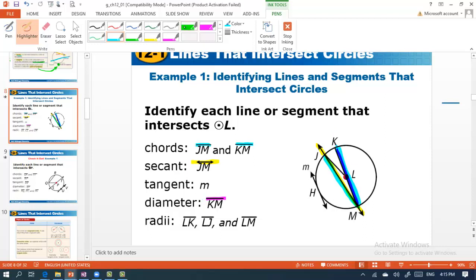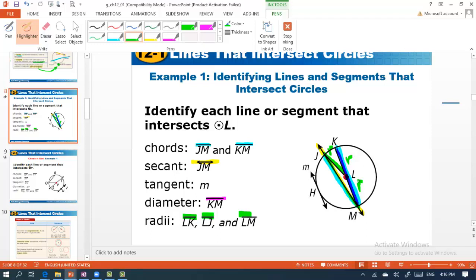What about the radii? The radii we can see here are KL, LJ, and LM. Can you please specify for us? Yes. The radius can be this part, half of this one, this is the R: KL, or LK from the center, and LM from another side. And we have another line to the circumference, which is LJ. So we have another one, which is also an R. So we have 3 radii here in this given circle. And from this we have identified all of the required lines or segments in the circle.